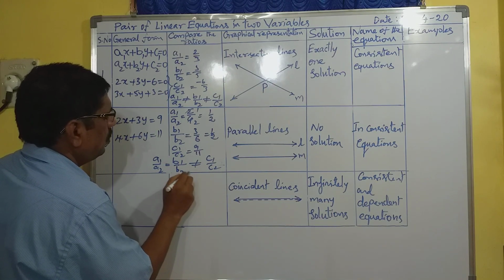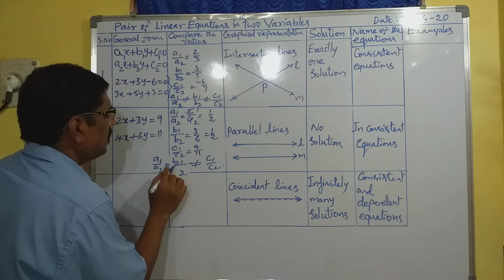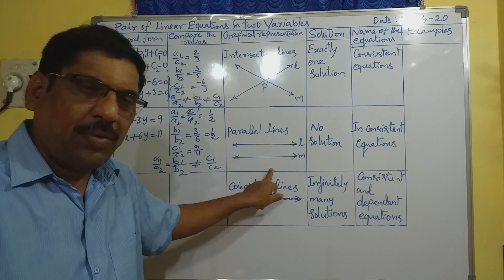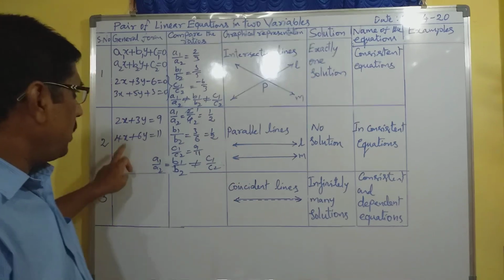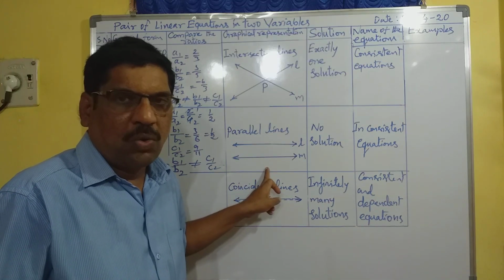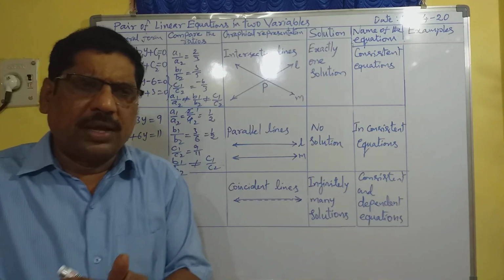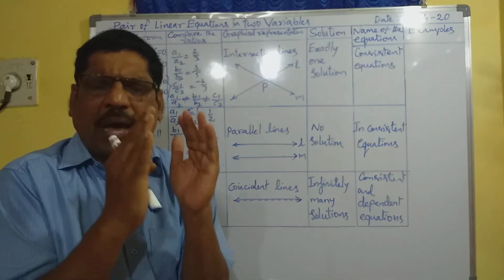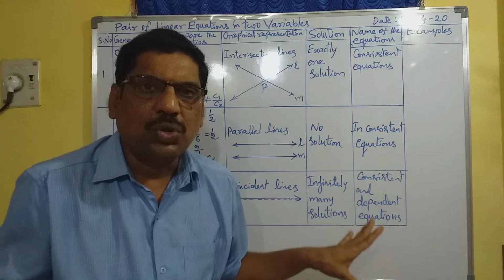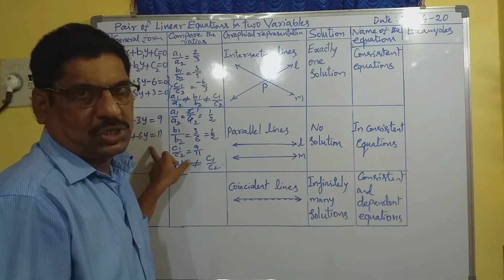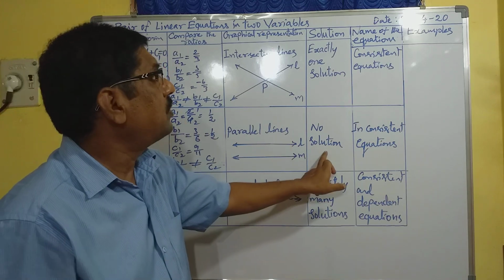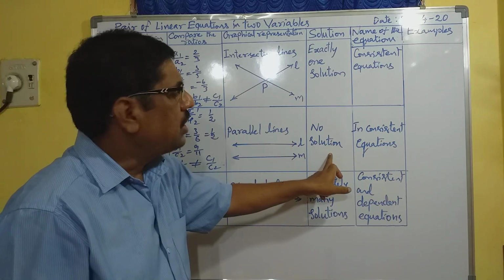Okay? So in this type of situation, we get parallel lines. If you draw the graph for the given equations, definitely you will get a pair of parallel lines. Parallel lines never meet at any point, so we can say that there is no solution for these equations. Here we get parallel lines, so there is no solution for the given equations.